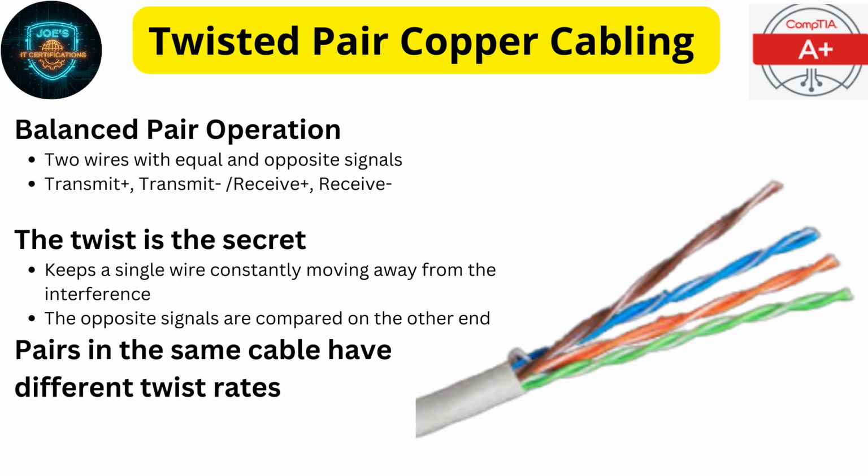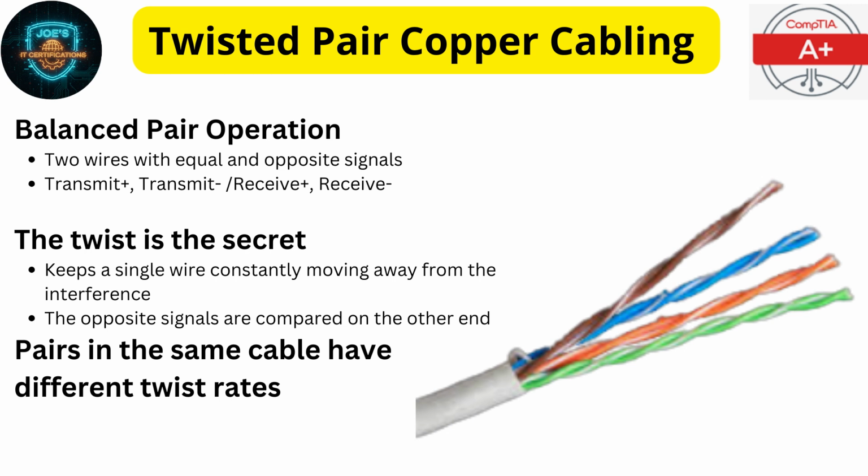A huge number of the cables that we use on our wired Ethernet networks are twisted pair copper cables. We refer to these as twisted pair because the individual wires inside of this cable are twisted together into these pairs. You can see the blue pair is twisted together, the green pair, the orange pair, and the brown pair. Each one of those wire pairs contains equal and opposite signals, so the information being sent over one part of that pair may be transmit plus. The other wire in that pair is transmit minus.